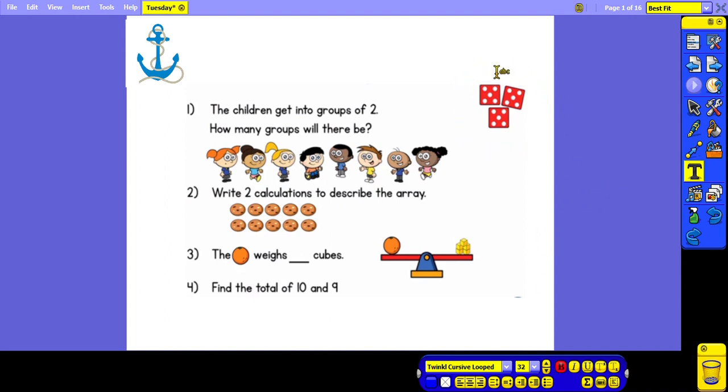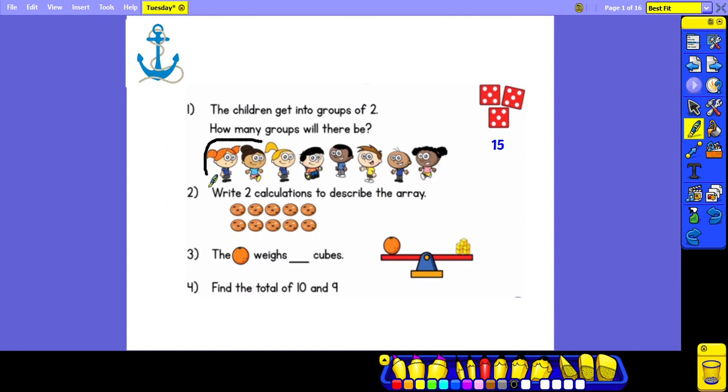So starting up here with the dice, we can see that each one is showing us five. So we can count in our multiples of five to work out how many they are showing all together. 5, 10, 15. And question one, so the children get into groups of two, how many groups will there be? So let's circle the children in twos. And now we can count how many groups we have got. 1, 2, 3, 4.